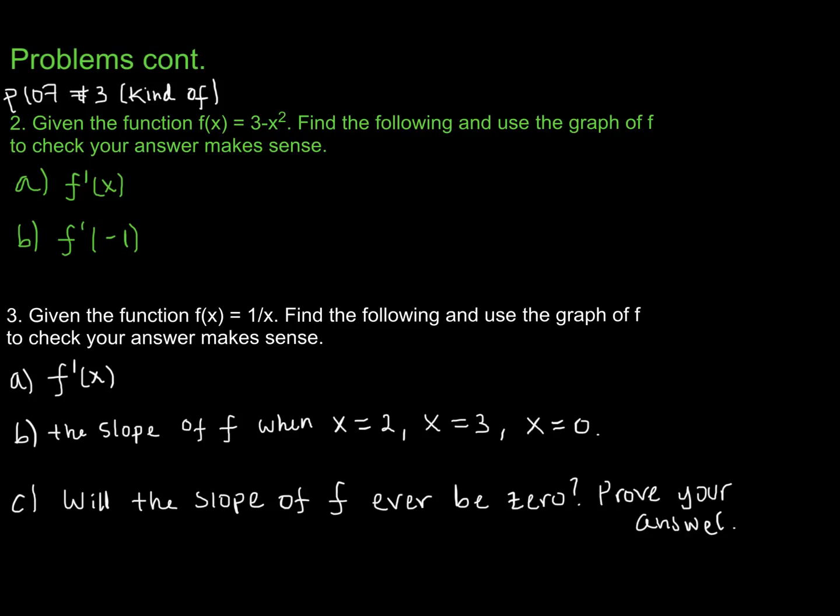All right, so for letter C, you want to know, will the slope of f ever be 0? Well, the slope of f is given by f prime of x. So what you're asking is, will f prime of x ever be equal to 0? In other words, can you find an x value that will make f prime of x equal to 0? So what you're actually doing is setting f prime of x equal to 0. So that's your hint. Go through and actually try solving that out, and we'll check tomorrow.